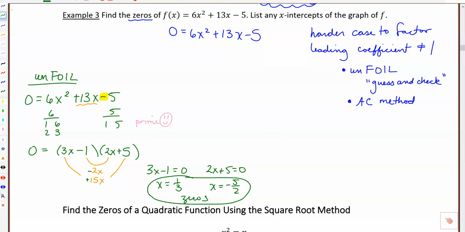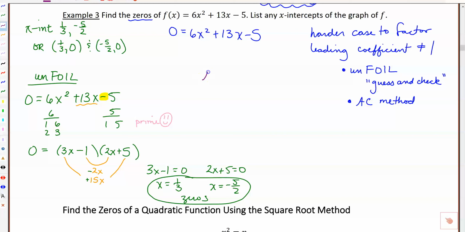All right, so maybe I'll explicitly list this up here too, so I don't forget that the x-intercepts of this problem are 1/3 and negative 5/2, or if you wanted to be a little bit more clear, you could write the ordered pair (1/3, 0) and the ordered pair (negative 5/2, 0). All right, so please just leave those as fractions. No need to convert any of that stuff to decimals. All right, so that was unfoil.